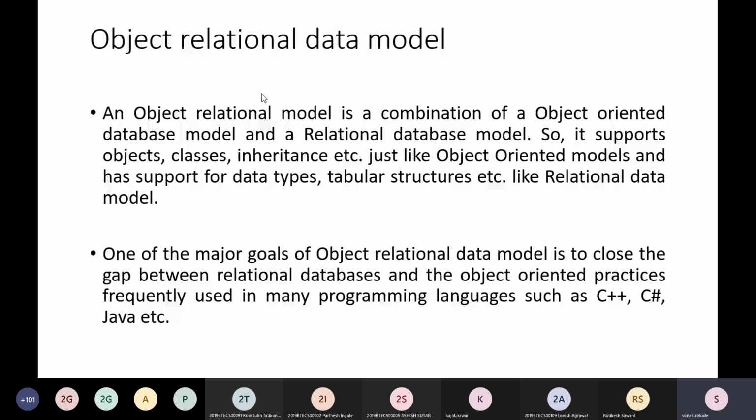So this object relational model is a combination of the object oriented database model and the relational database model.